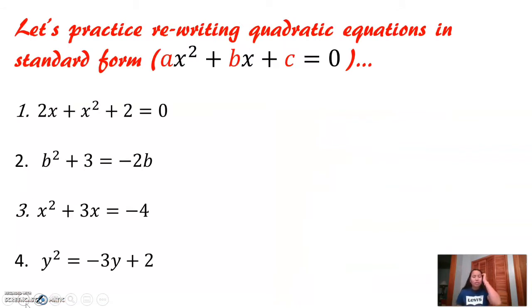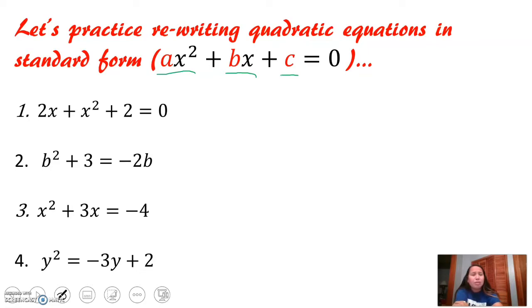Okay, before we proceed to our main topic, let me again practice you with how to rewrite quadratic equations into standard form. Ax squared plus bx plus c equals 0. Notice there that the variable x squared is written first, okay? And then the next is the term with the x variable only. And finally, we write the constant in the end, then equals 0, okay?